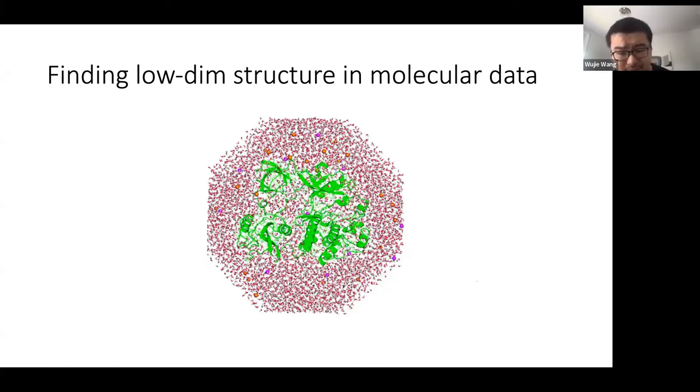A lot of times what people want is to reduce the dimension of this data space to fewer beads, or what we call coarse-graining, so that we can perform more efficient computation and also make it easier to analyze. So this is the motivation. We also want to look at the low dimensional structure in molecular data, especially molecular geometry data.